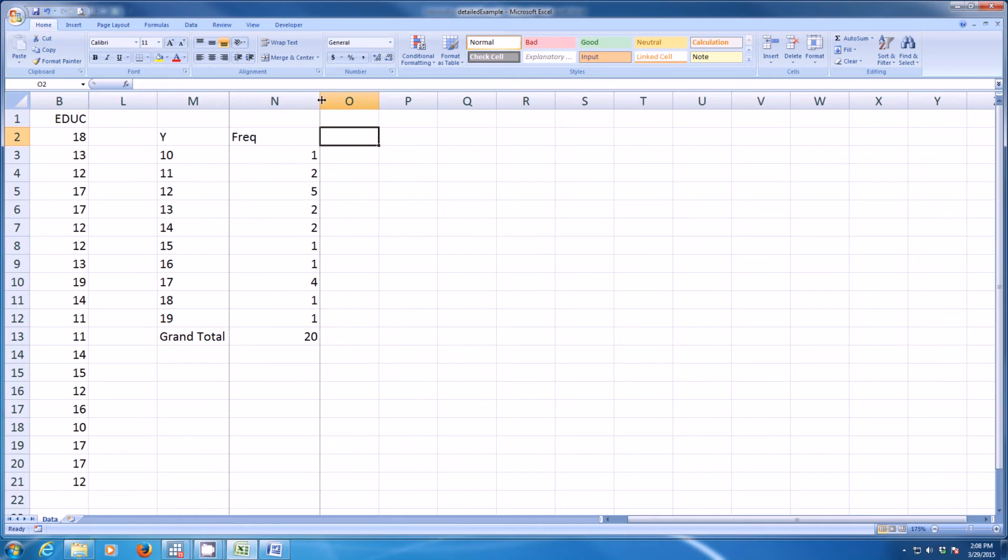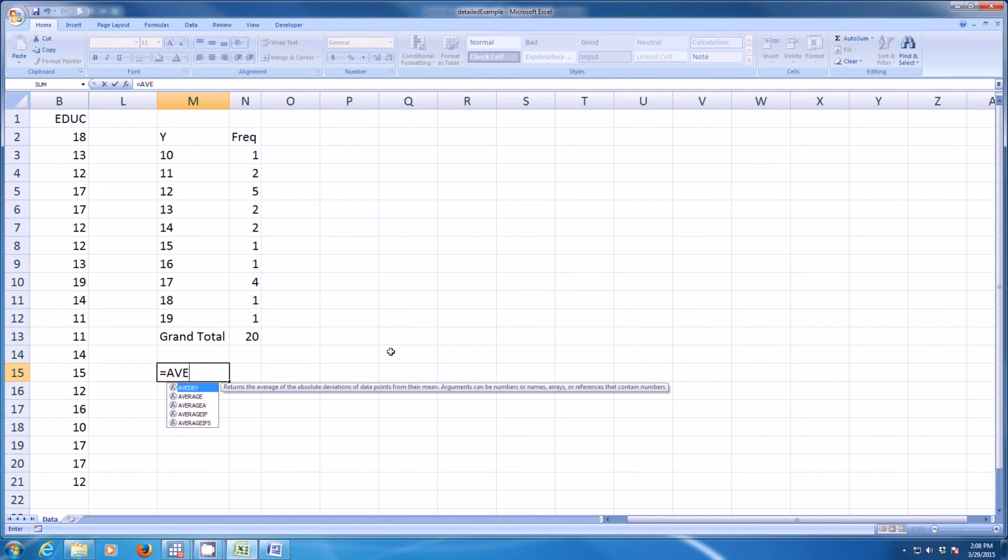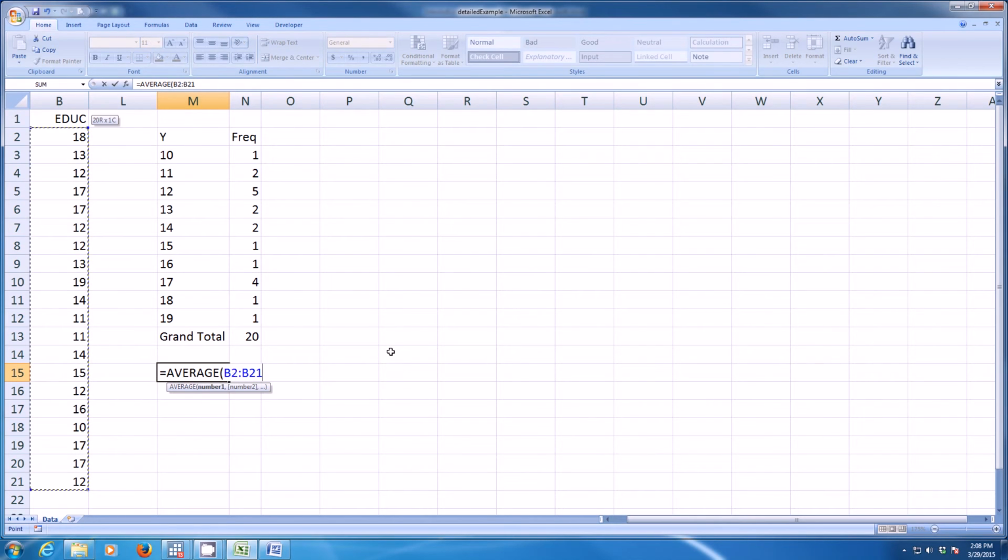Okay, so in order to get the deviations of the mean, we first have to calculate the mean. And we can do that by using Excel's built-in average function. So we don't actually go through and calculate the average. We can use Excel to do it for us. And so like we calculated in an earlier detailed example, the average education here is 14.1 years. So now we have to calculate the difference between each value of the variable and its mean.